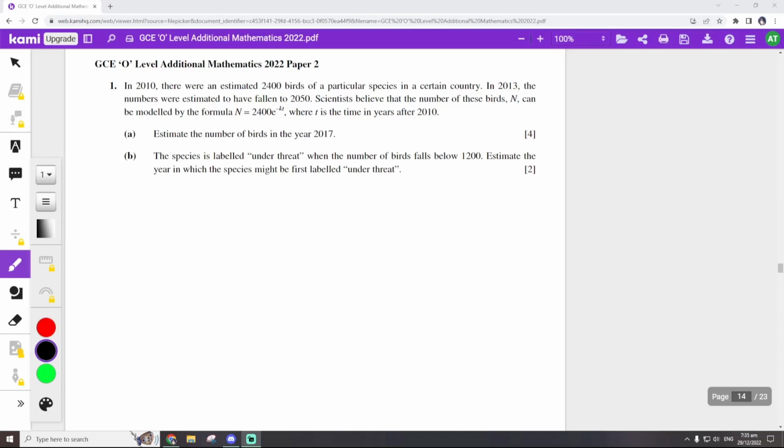Morning everyone. Today we'll be going through the 2022 AMath paper 2. I had a look at this paper and it seems to be easier than paper 1, so it balances things out because paper 1 is a little bit tricky.